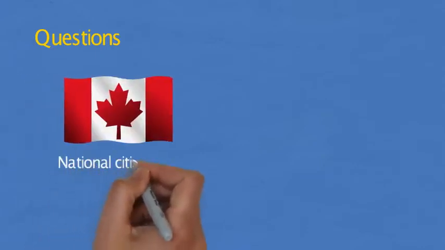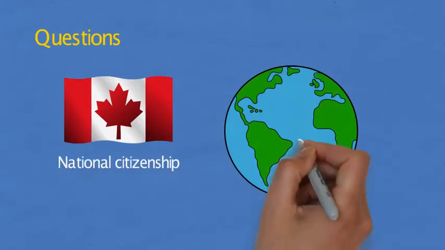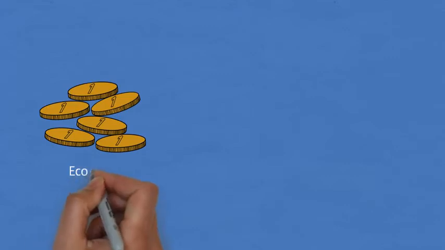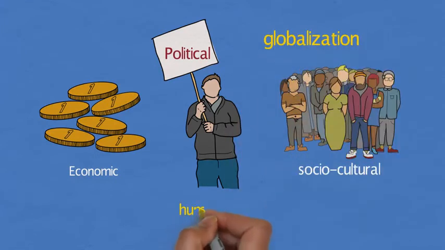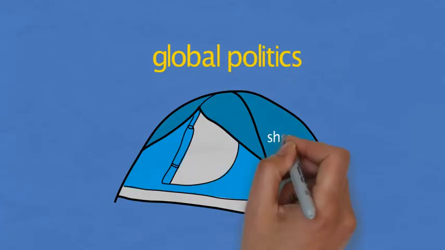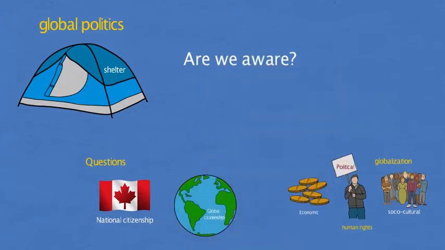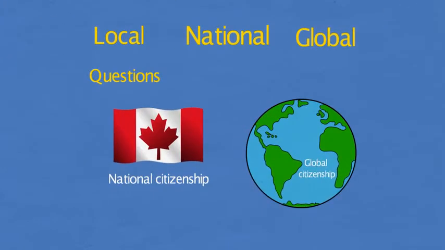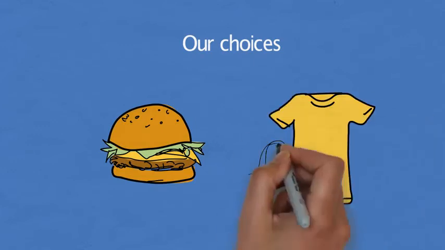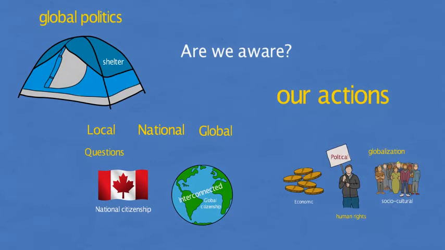We will discuss questions such as, what can national citizenship teach us about global citizenship? How do economic, political, and socio-cultural forces of globalization impact people's fundamental human rights? How do global politics affect people's access to shelter? Are we aware of the potential local, national, and global impacts of our own and other people's actions in a globally interconnected world? How are our choices about the foods we purchase or the clothes we wear linked to what is happening in our neighborhood, country, or across the world?